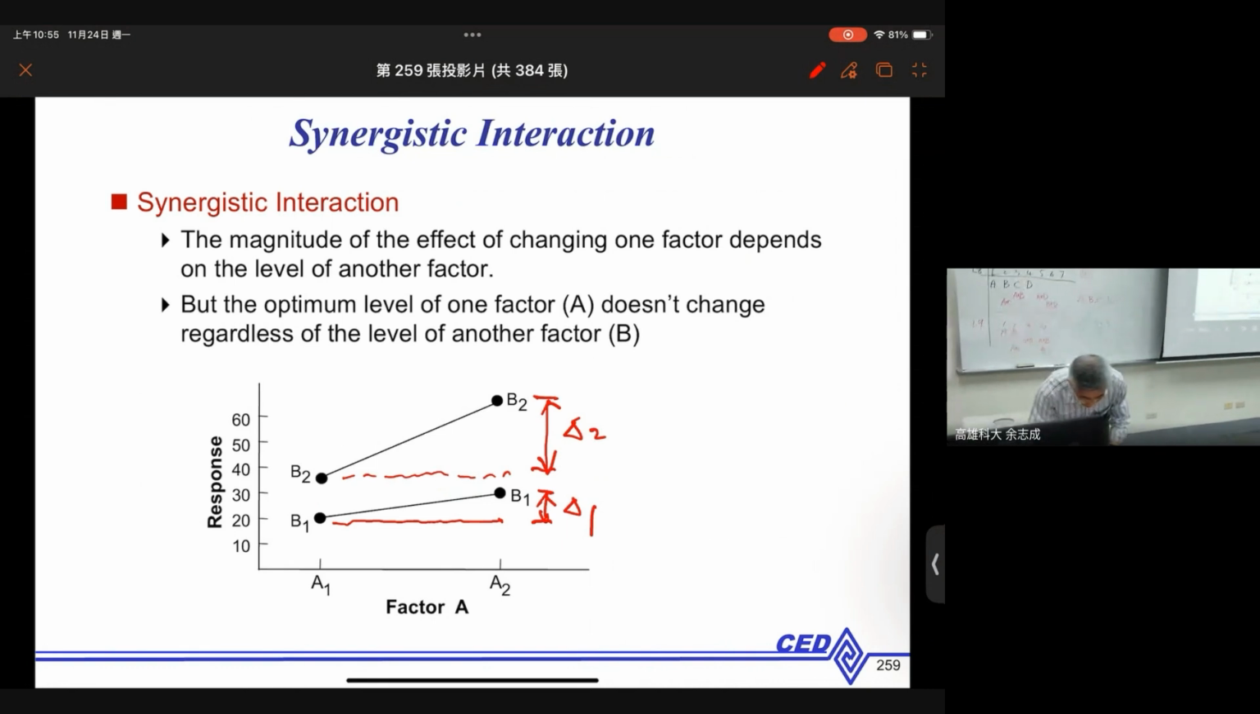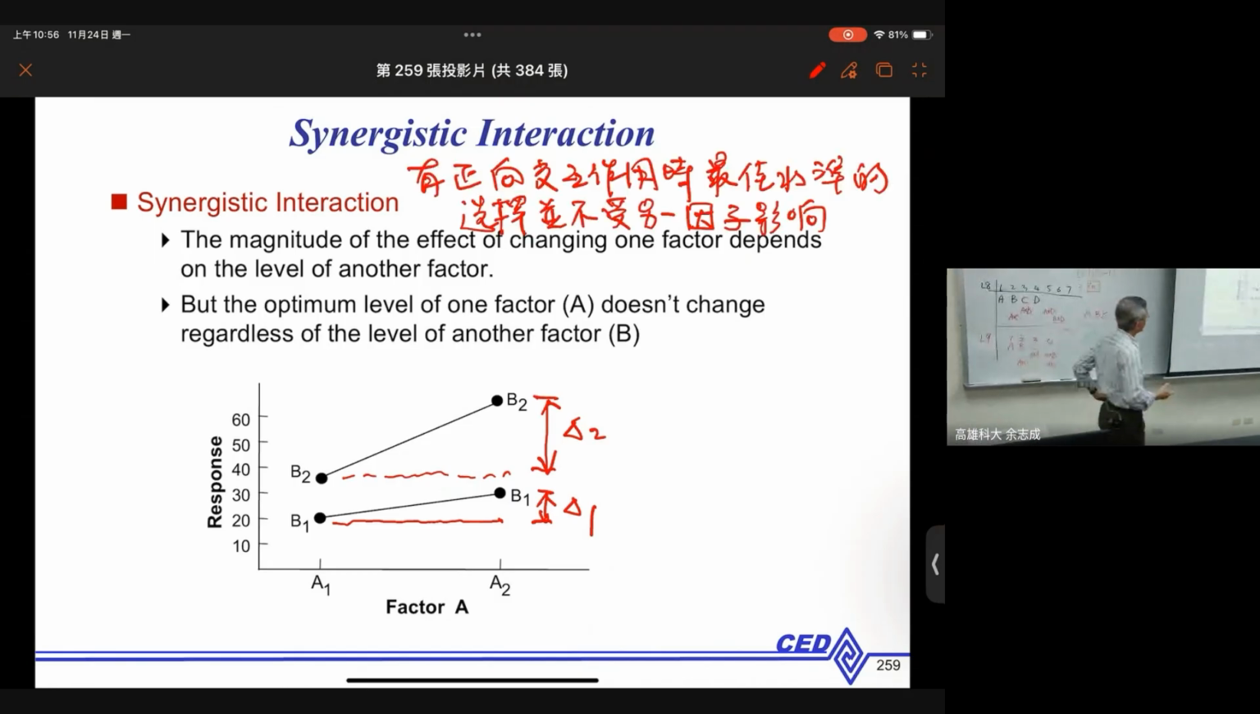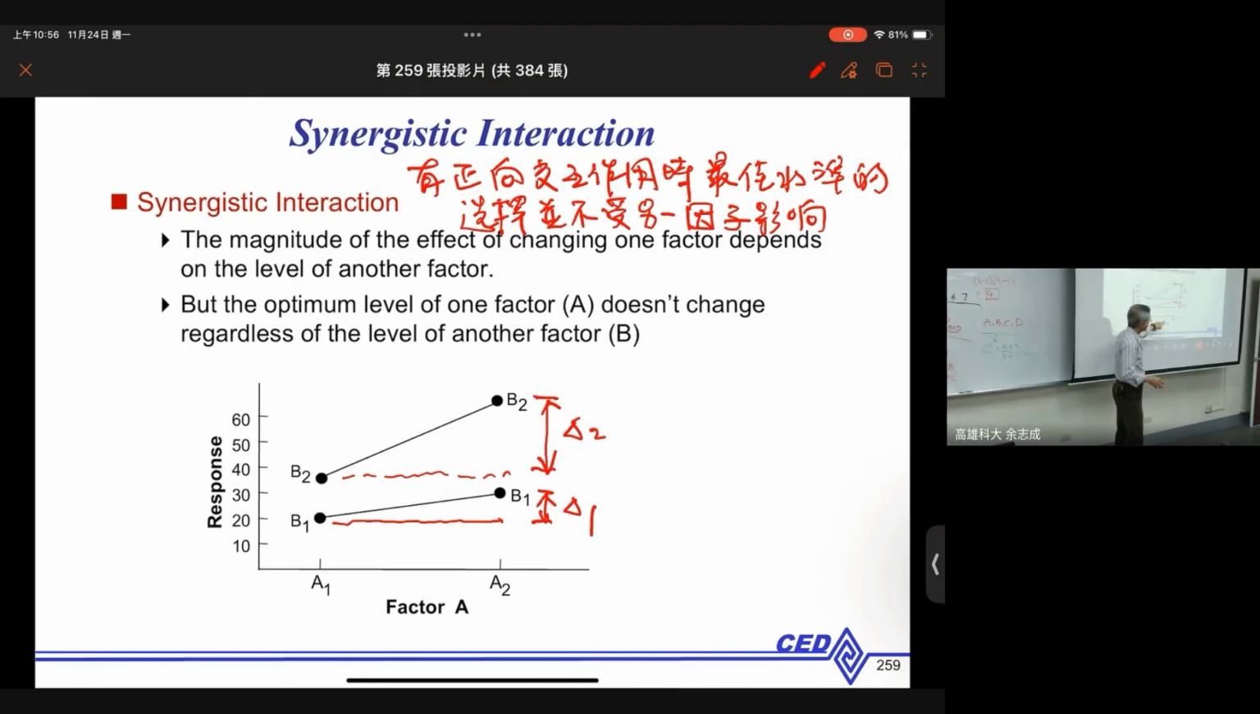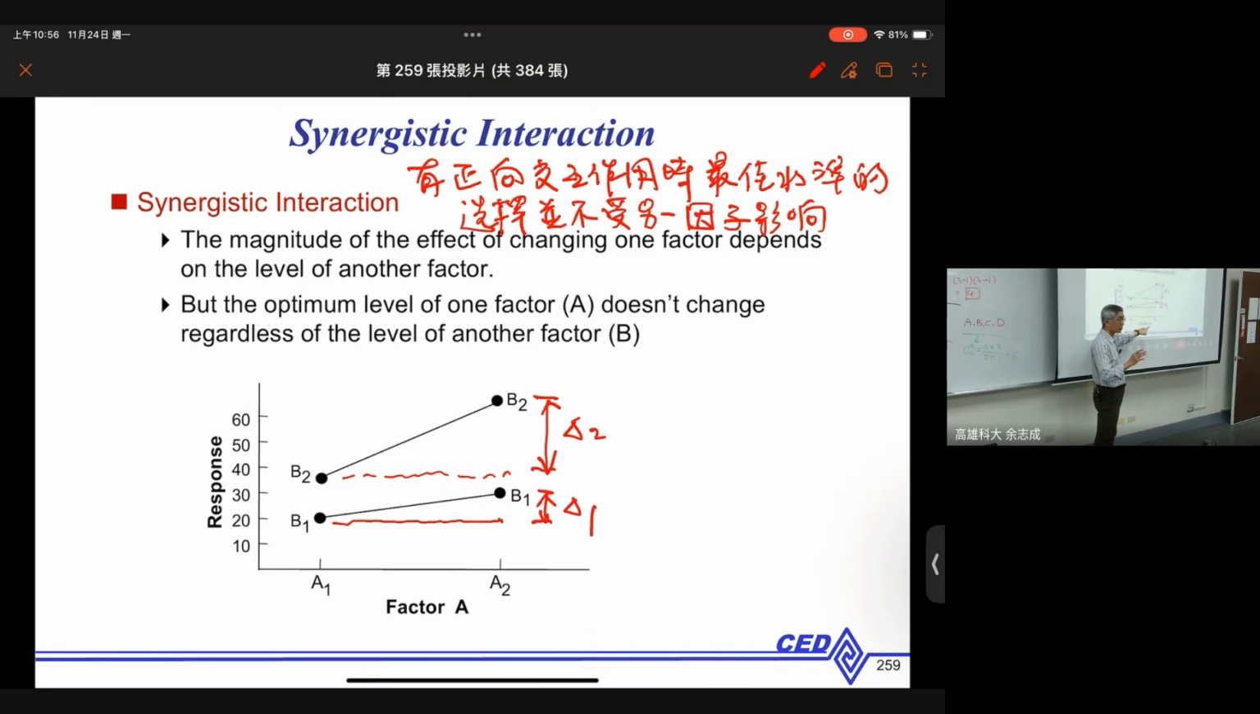This is when we have synergistic interaction. The optimum selection of each level for A will still be the same. You might be interested in how about B? The selection of B will be the same no matter whether they are A1 or A2. Well, you can change your curve.